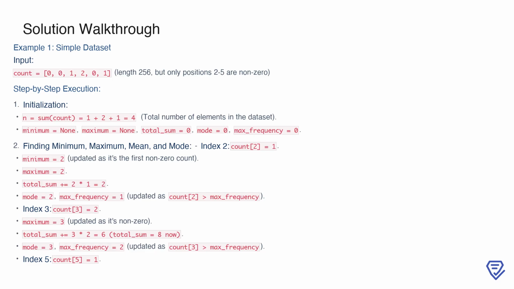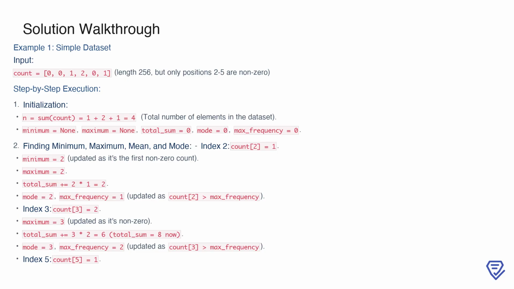To begin, we have a simple dataset represented by the count array. It contains the frequency of elements from 0 to 255, but only positions 2 to 5 have non-zero values. First, we calculate the total number of elements, n, which is the sum of all frequencies. 1 plus 2 plus 1 equals 4.